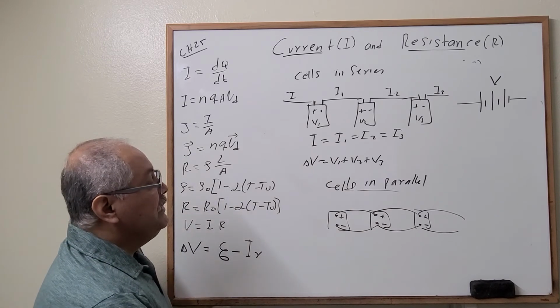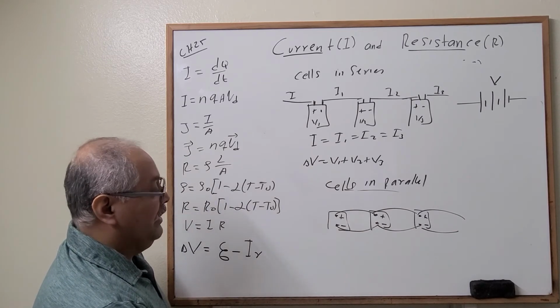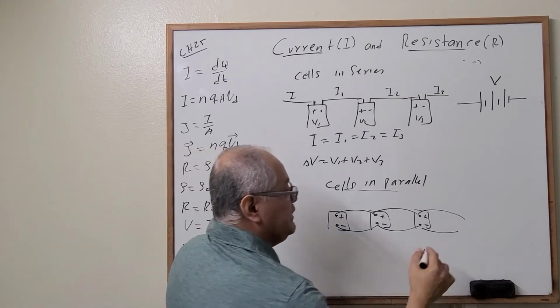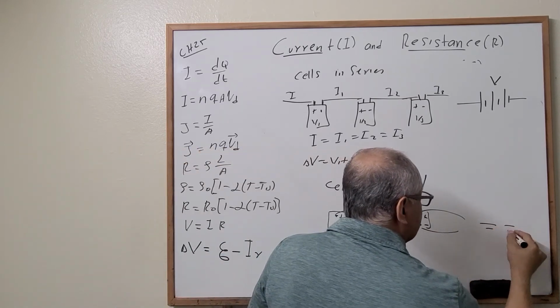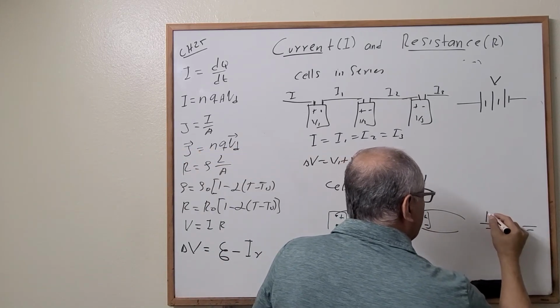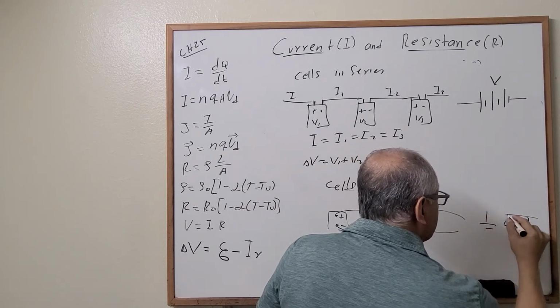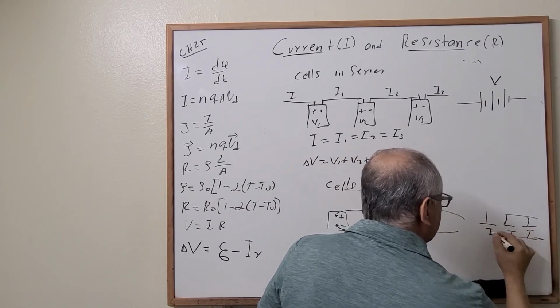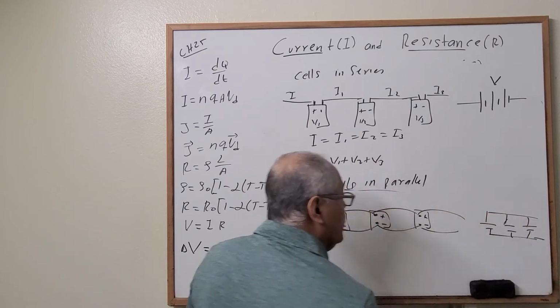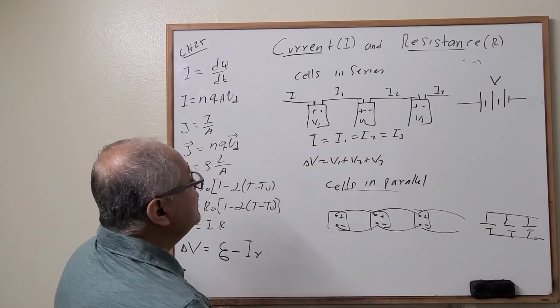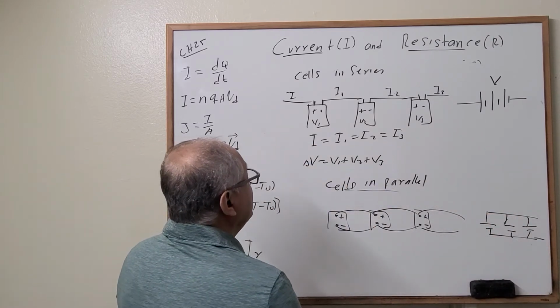Correct? And these are in parallel. Well, we have something like this, right? The same thing as before, correct? These are in parallel, like this. Okay, perfect. Now let's go to current and to voltage.